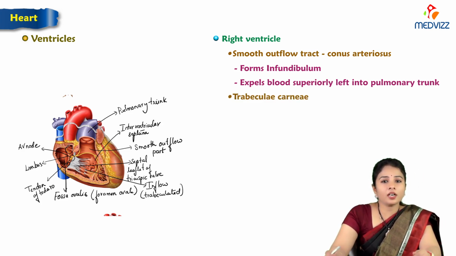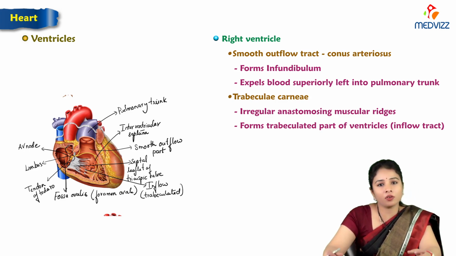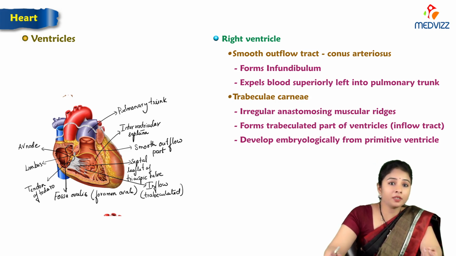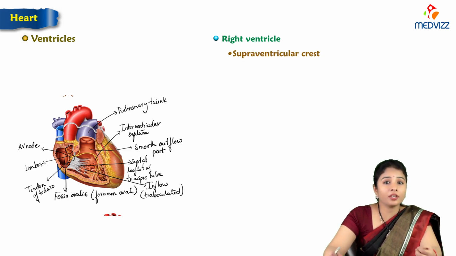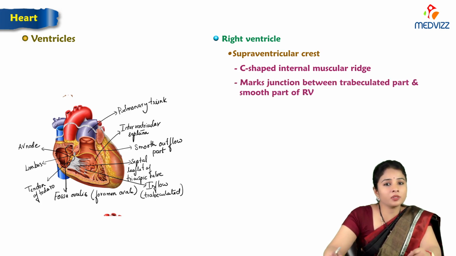So the trabeculae carneae are the irregular anastomosing muscular bridges which form the trabeculated part. So you can see this rough part is because of the muscular ridges which are present within the wall. And embryologically, the inflow part is from the primitive ventricle. That is, the rough part is from the primitive ventricle, and the supraventricular crest, which is a C-shaped internal muscular ridge, marks the junction between the trabeculated and the smooth part of the ventricle.